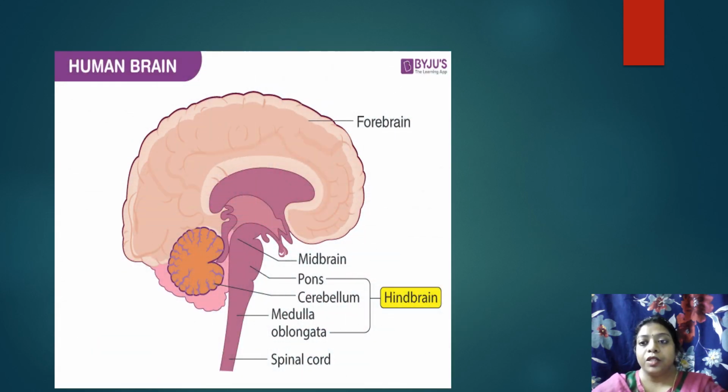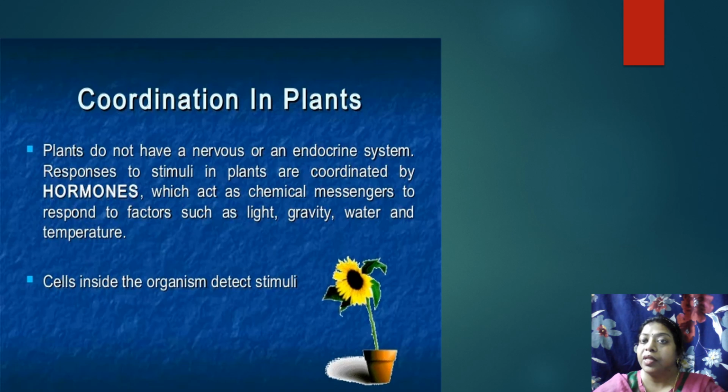The next part will be the coordination in plants. So what is coordination in plants? Plants do not have any nervous system, or any endocrine system. But even then they respond to stimuli. So the responses to stimuli in plants are completely coordinated by hormones.